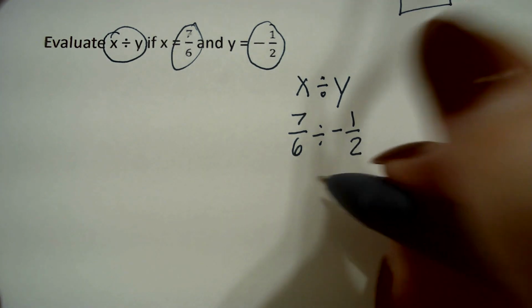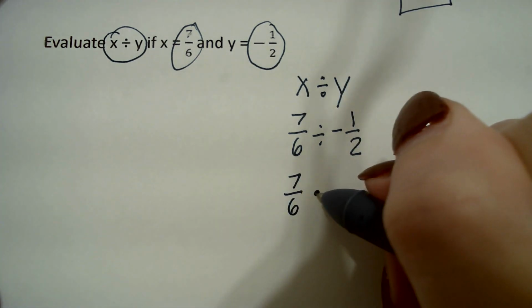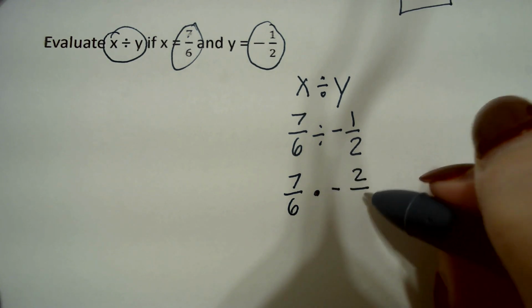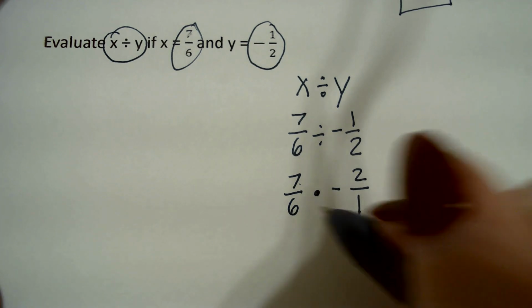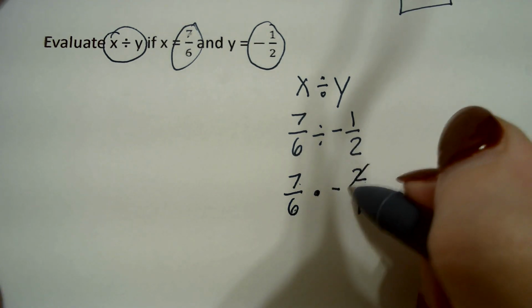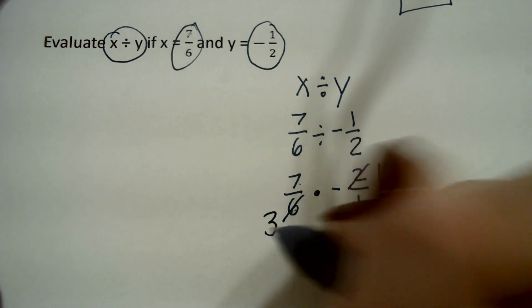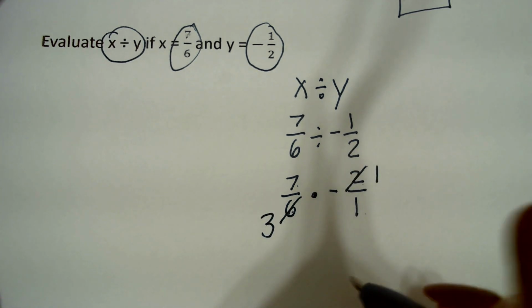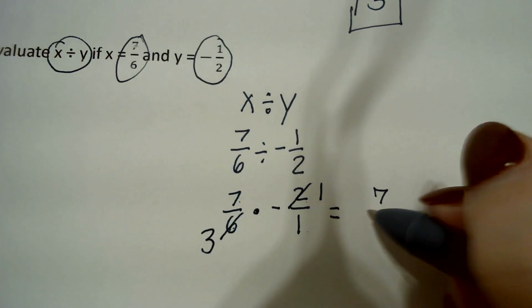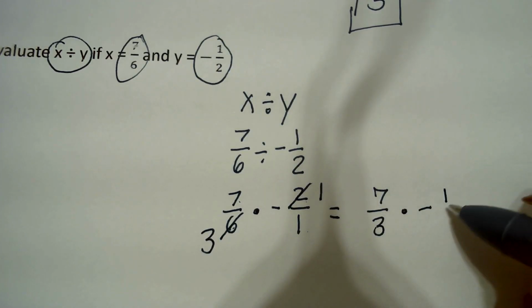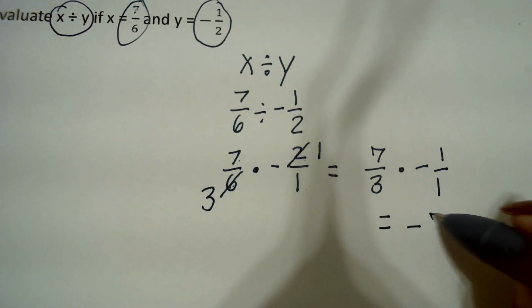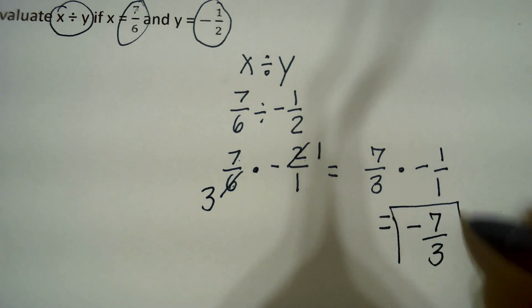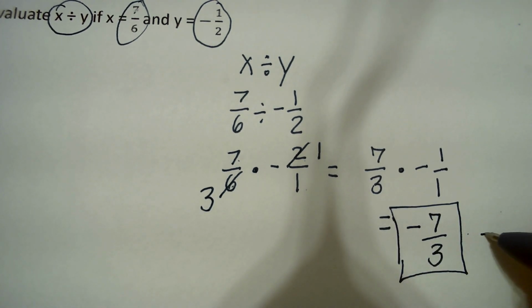I'm going to change, flip. So 7/6 times -2/1. 7 and 1 cannot be simplified. They're both prime. But 6 and 2 can both be divided by 2. So that simplifies to 1 and 3. So my new problem is 7/3 times -1/1. So our answer is -7/3 or -2 1/3.